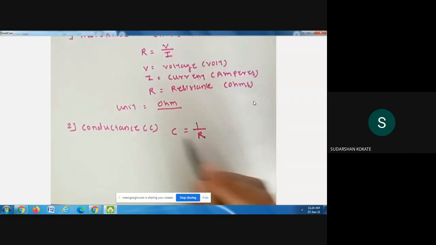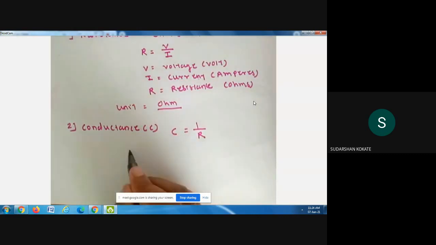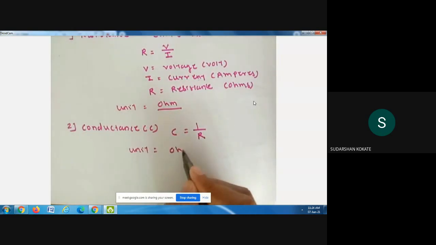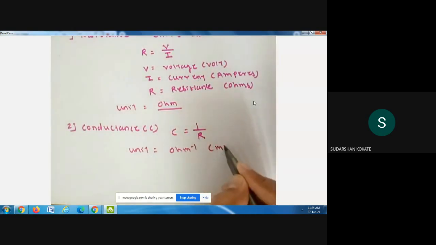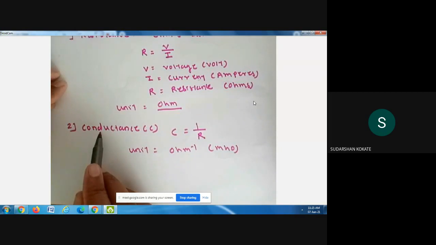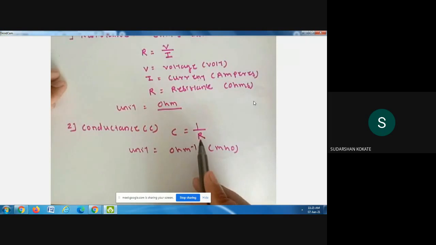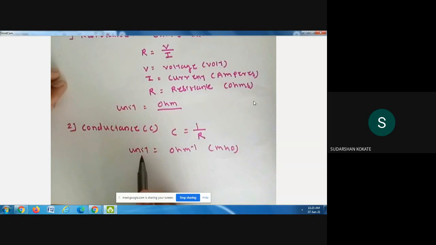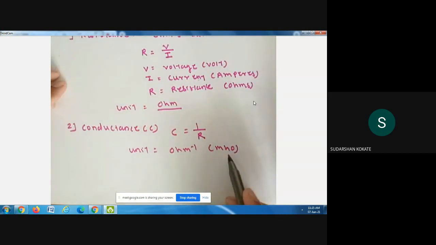The reciprocal of resistance is known as conductance, and the unit of conductance is ohm inverse or mhos, right? This is the unit of the conductance. You remember this one? Conductance is the reciprocal of electrical resistance. So C equals 1 upon R. Mathematically it is the reciprocal of resistance, and the unit of conductance is ohm inverse or mhos.